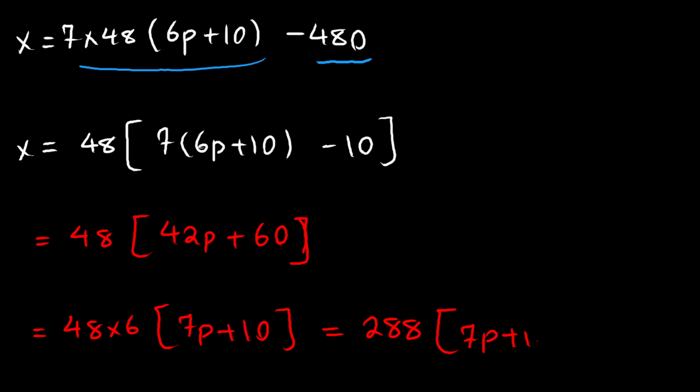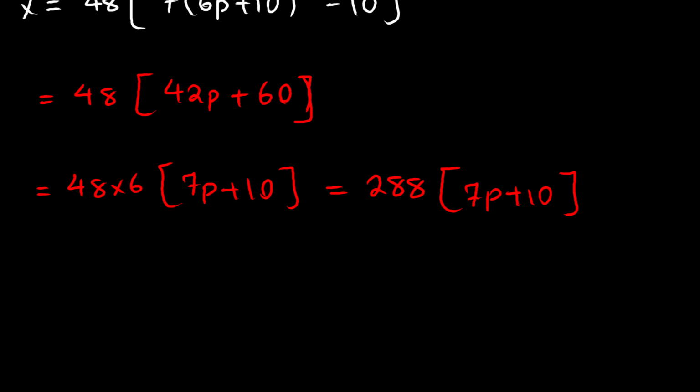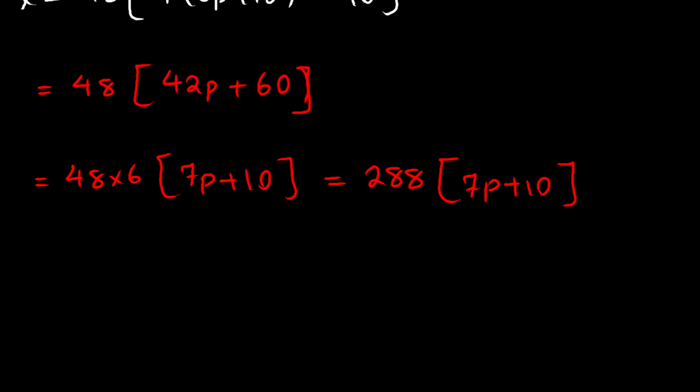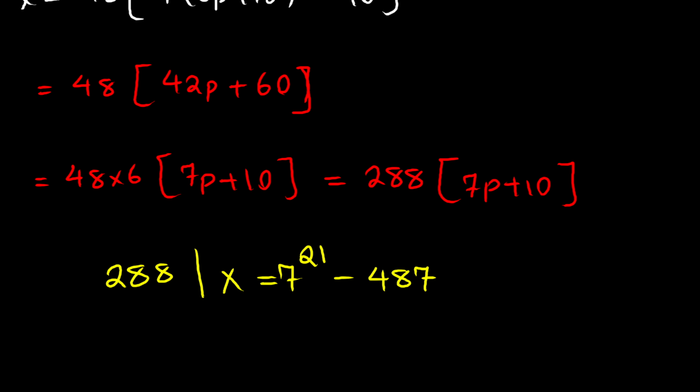So we have this. And since this is equal to x, we can clearly say that 288 divides x, which is 7 to the power of 21 minus 487. Great. So we are done.